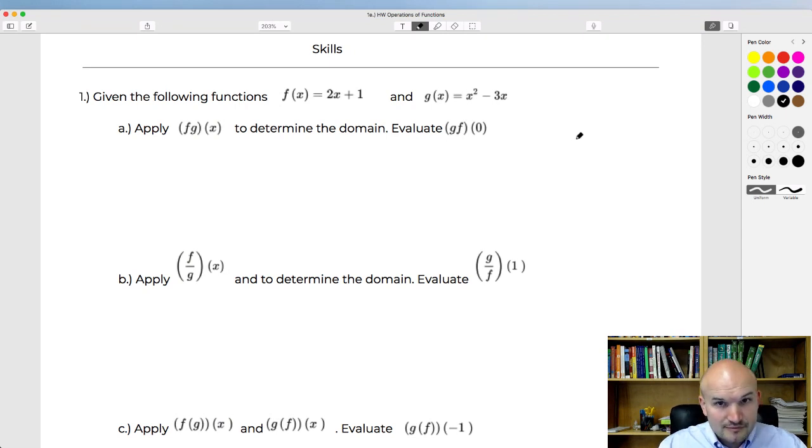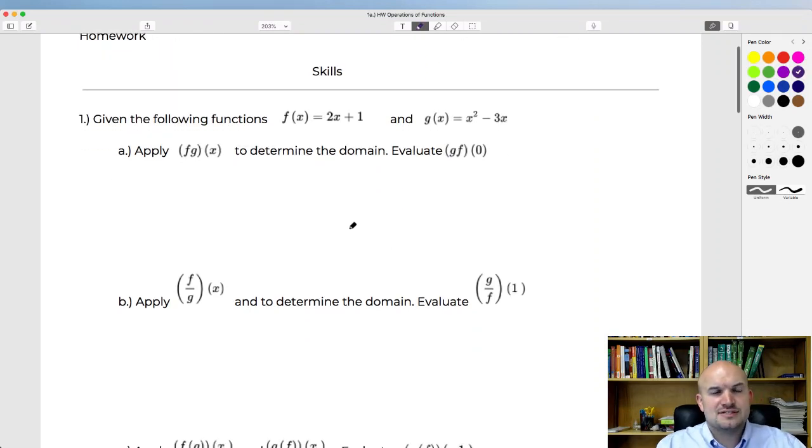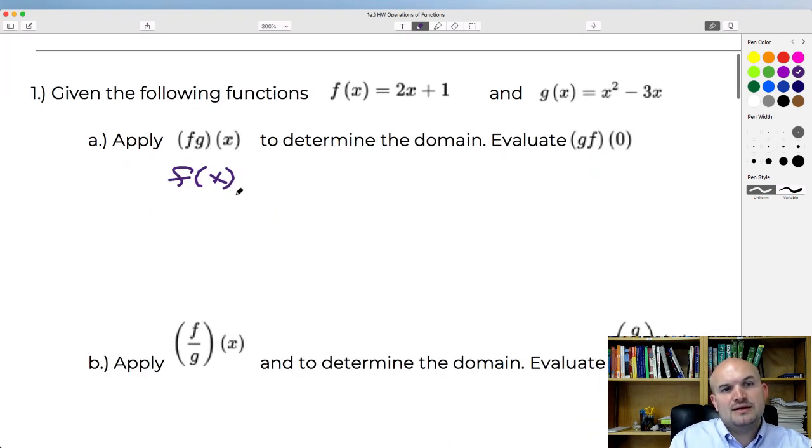Again, the name of it is operations of functions. So we're dealing with functions and then operations of functions. Let's actually use a violet color. In the first example, I think I just talked about applying the operation and then determining the domain. So in this case, I have f of x and g of x. You can see here is f times g of x. Basically that is the same thing as f of x times g of x.